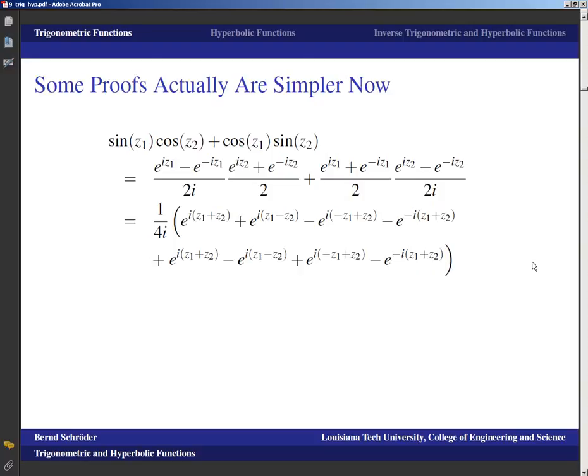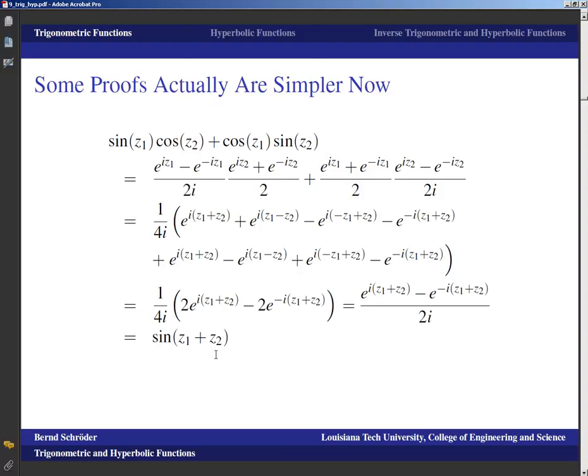Okay, then we realize there are certain things that ought to cancel, right? This guy and this guy and this guy and this guy will cancel, and this guy and this guy double up, so we get 1 over 4i times 2e to the i(z1 plus z2) minus 2e to the negative i(z1 plus z2). Well, we cancel the 2's and realize that that's e to the i(z1 plus z2) minus e to the negative i(z1 plus z2) divided by 2i, and that's the sine of z1 plus z2.